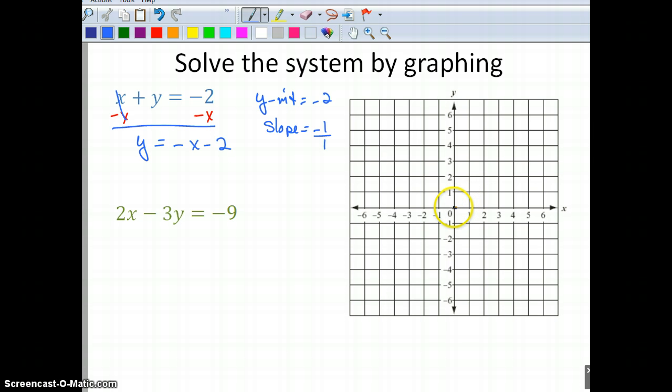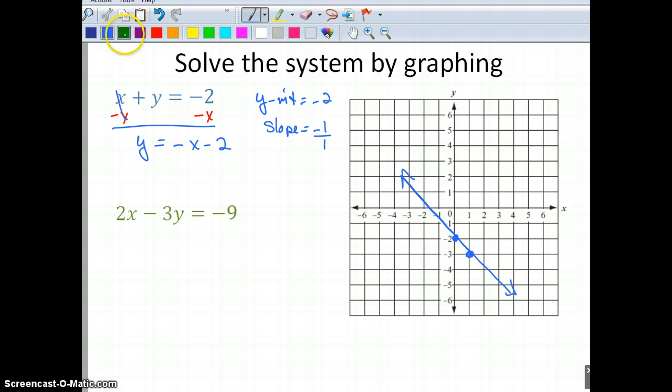So I'm going to go to the origin. I'm going to go down 2 on the y-axis. There's 1 point. My slope is down 1 over 1. There's my second point. And I'm going to try my best to use my straight edge and graph this just as good as I can. Now notice when I did this, it didn't turn out that great.